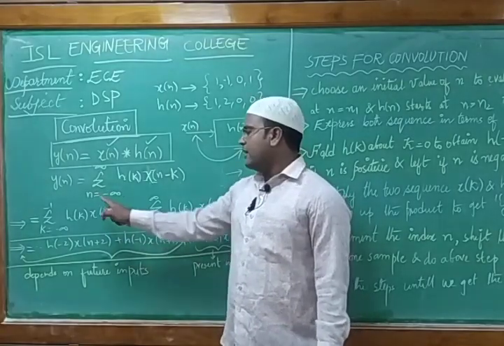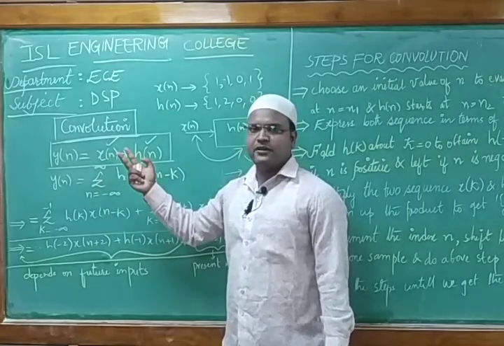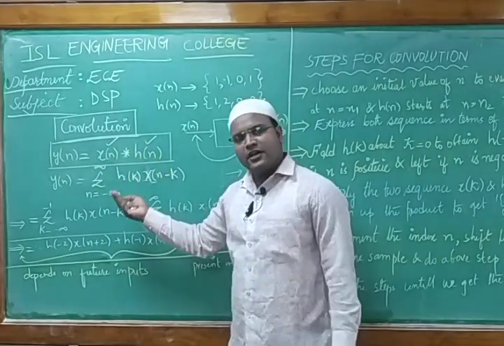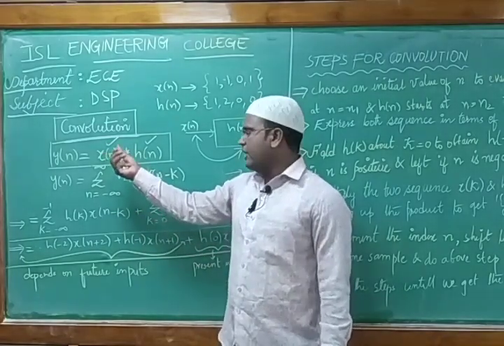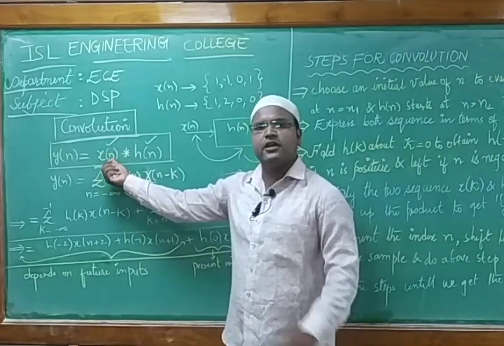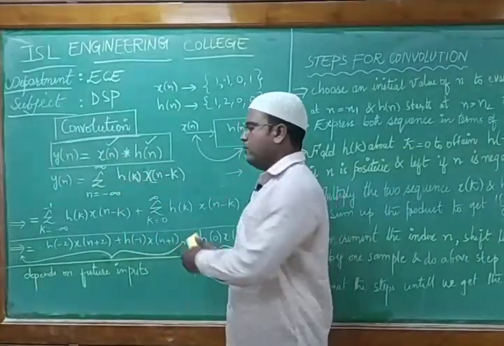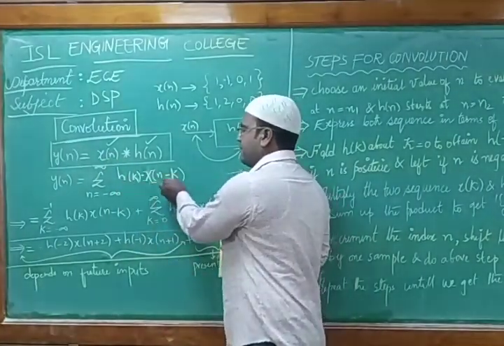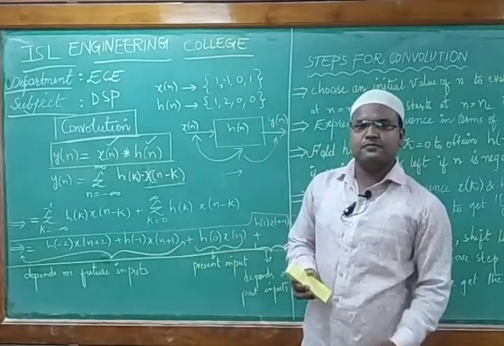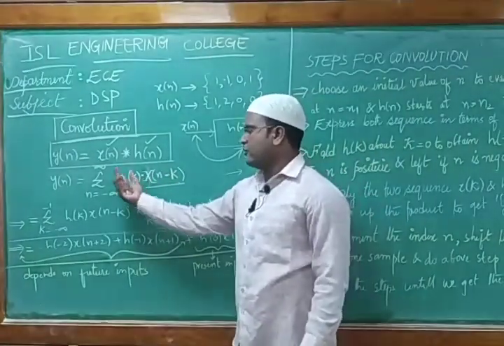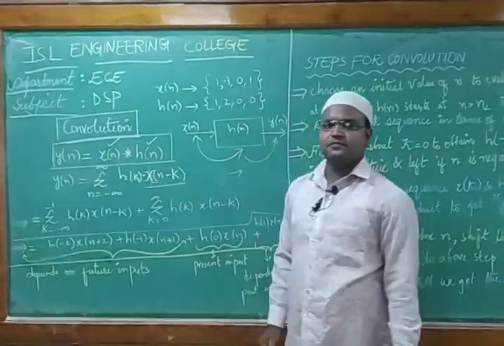So summation from n equals minus infinity to infinity. We are taking both sides, a two-sided signal, from the negative domain to the positive domain. From minus infinity to infinity, we are converting your n domain signal into a k domain signal. For that we have written h of k into x of n minus k. So whatever the input signal is, it gets delayed. That is what we wrote: h of n as it is, and x of n minus k.